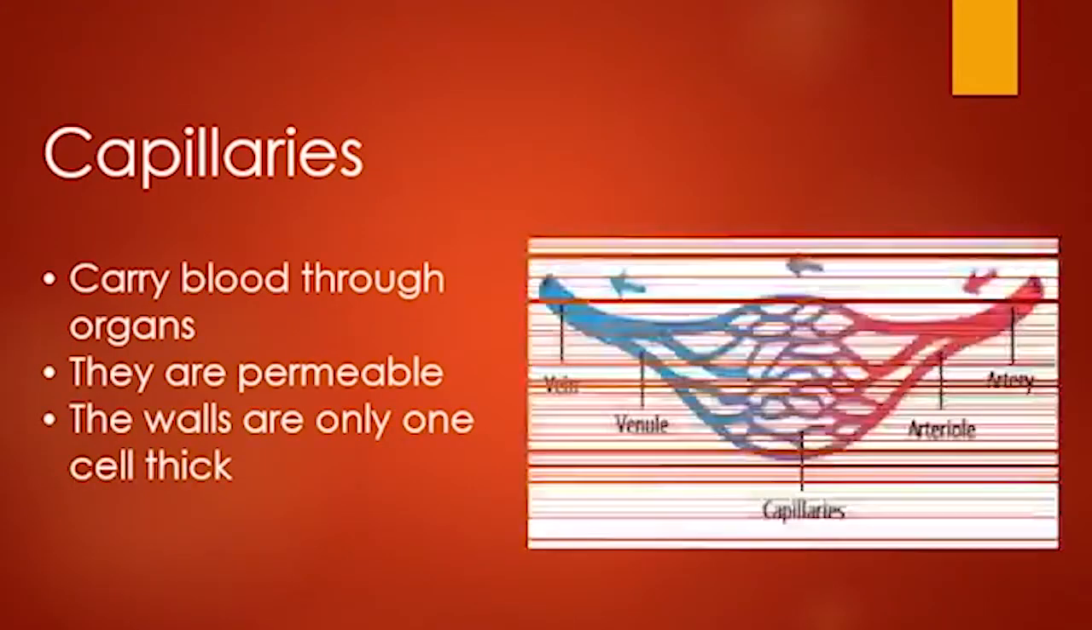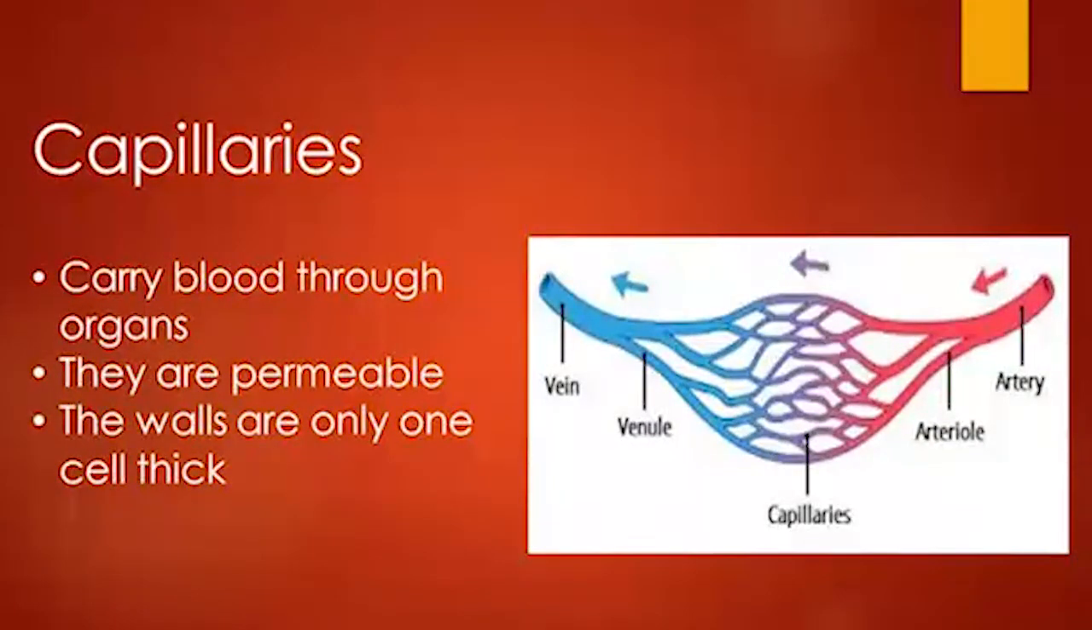Slide 6. Capillaries are very tiny blood vessels which carry blood into every single cell. Their walls are permeable, which allows blood plasma to leak out into the intercellular space of the organ. Then the cells in the organs are bathed with blood plasma.